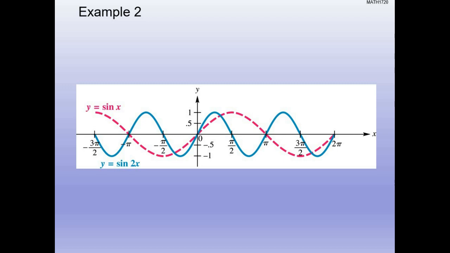Now if we compare the two, notice one period of y equals sine of 2x goes from 0 to pi. That's how long it takes to repeat itself. Notice the parent function y equals sine of x goes from 0 to 2 pi to repeat itself. So you can see what we've done is we've cut the period in half using that 2 as a multiplier in the argument, so y equals sine of 2x.